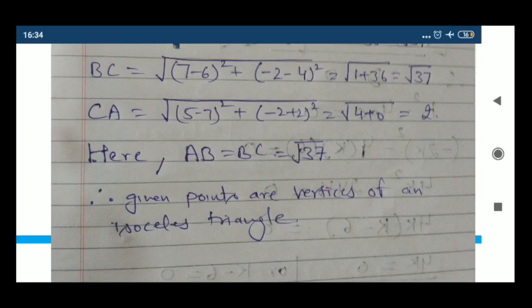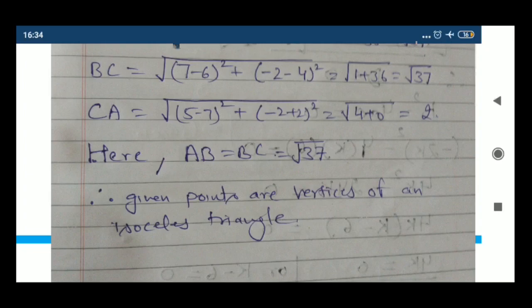y square plus 9y minus 3y minus 27 equals 0. And we get two factors, (y plus 9) and (y minus 3) equals 0. Compare both factors to zero, and after comparing we get two values of y. First is y equals minus 9 and the second value is y equals 3.